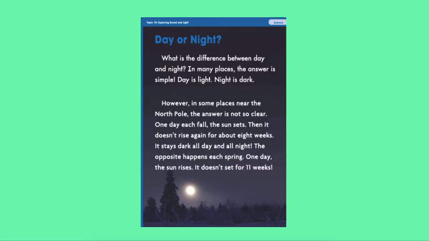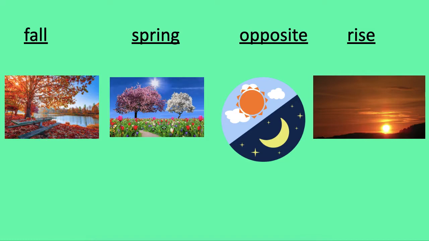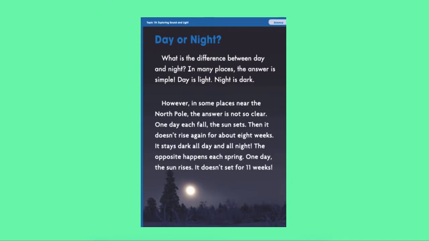Alright, boys and girls, now that you're done with your vocabulary, let's see what text has the words fall, spring, opposite, and rise. So in your shared reading journal, you should find this here. It is called Day or Night. Remember, we are exploring sound and light. This is a science text, which tells me it's probably nonfiction, which is not fake, which is facts, which is real. Let's go ahead and read. The first time I will read to you, and then the second read you will read with me.